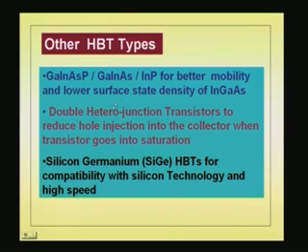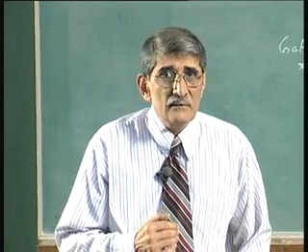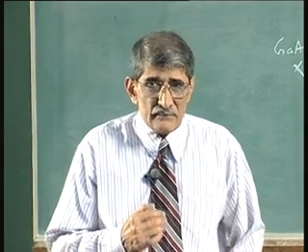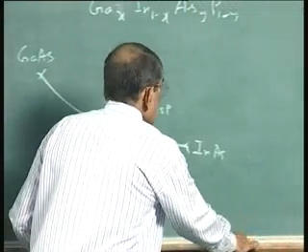It has the disadvantage of lower band gap. Of course, you pay for that in terms of lower band gap and the associated effect on the breakdown voltage, etc. Now, you can have a double heterojunction. In fact, when starting with the gallium arsenide HBT, I pointed out the structure. Let me just put it on the board here.